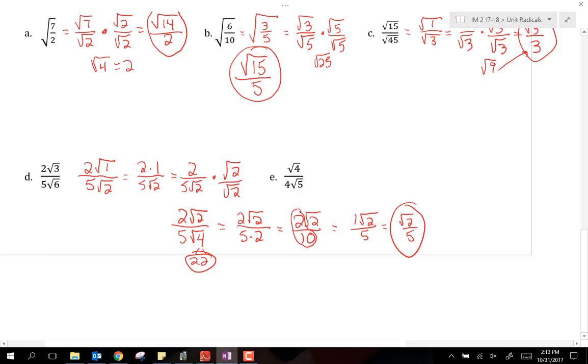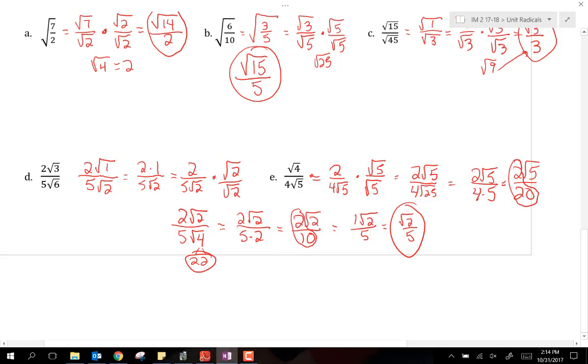Letter E is the same thing. We can take the square root of 4, so we'll do that. Now they're already split up, so we need to multiply by the root 5 in their denominator. In the numerator, I should say. So in the numerator we get 2 root 5. In the denominator we get 4 root 25, which is 4 times 5. So 20, 2 root 5.